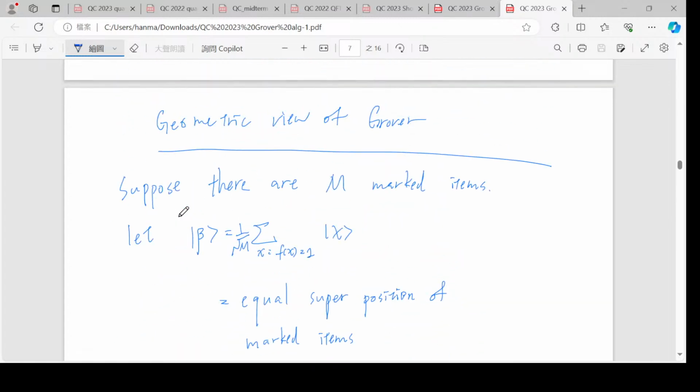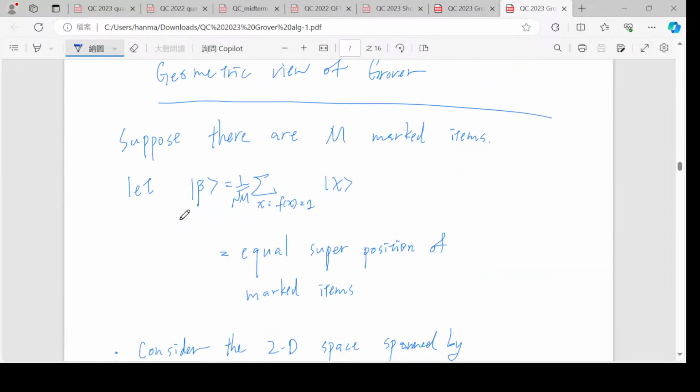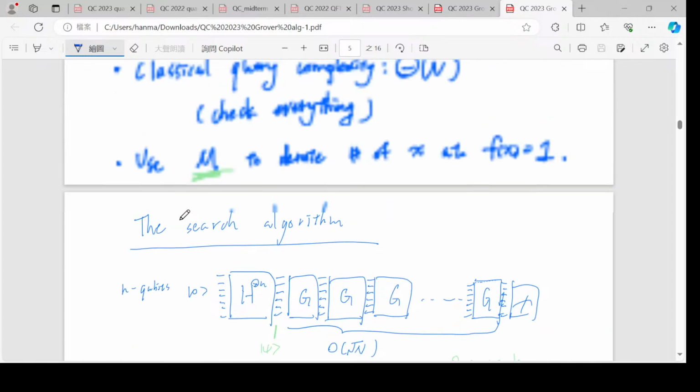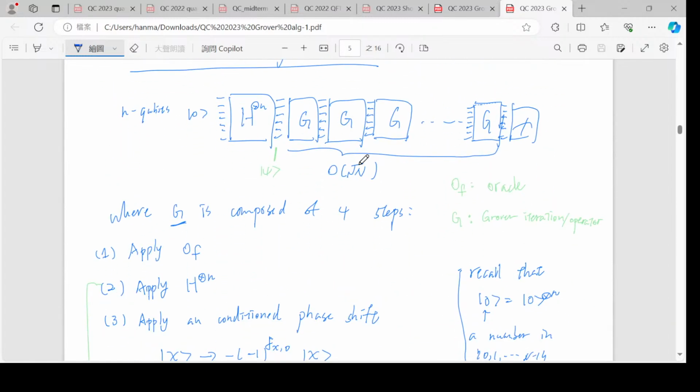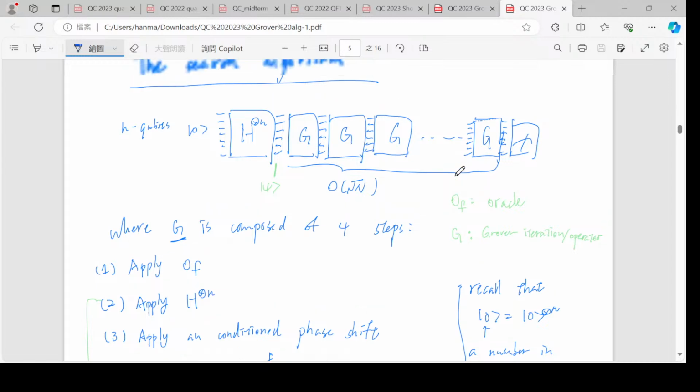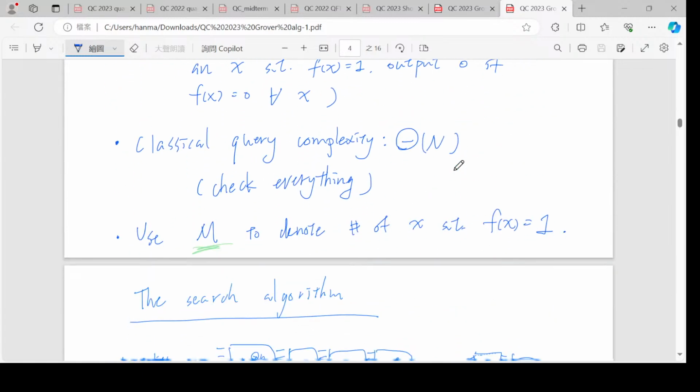So Grover algorithm is composed of... start from all the way up here. Okay. So Grover algorithm is very simple. It starts with you create equal superposition, and then you need to keep doing those Grover iterations some amount of time. Okay. And I guess we should go back a little bit.